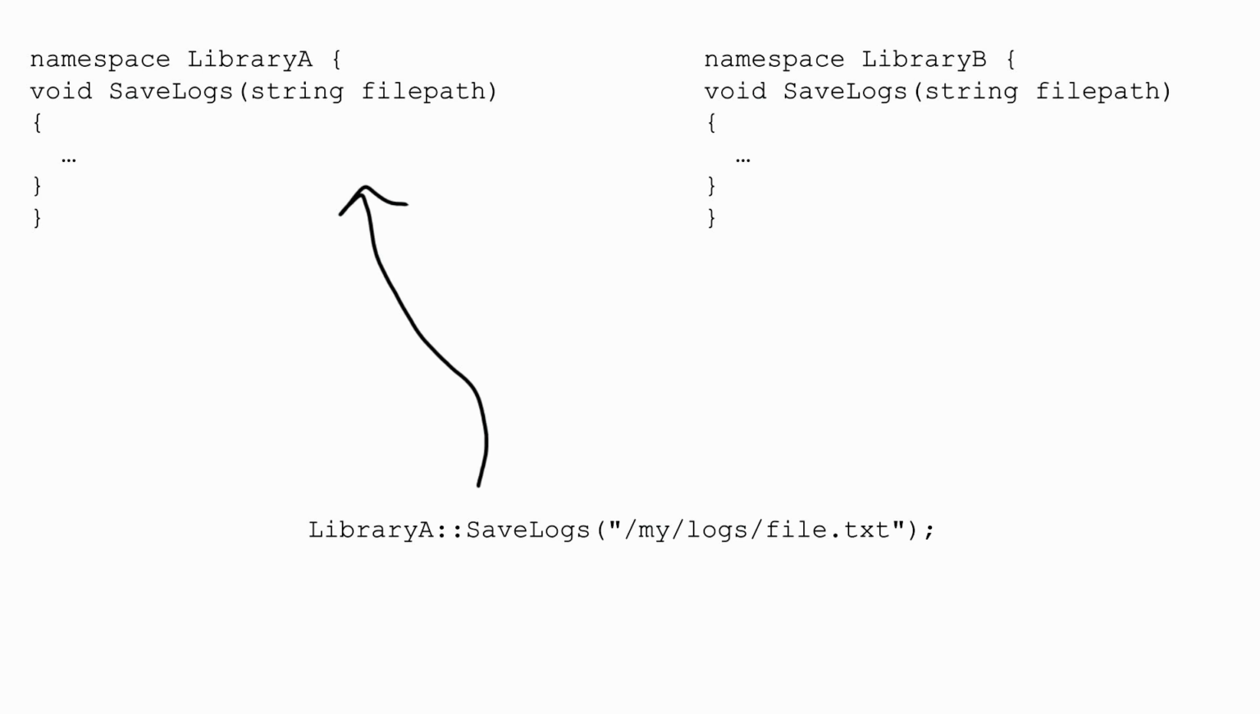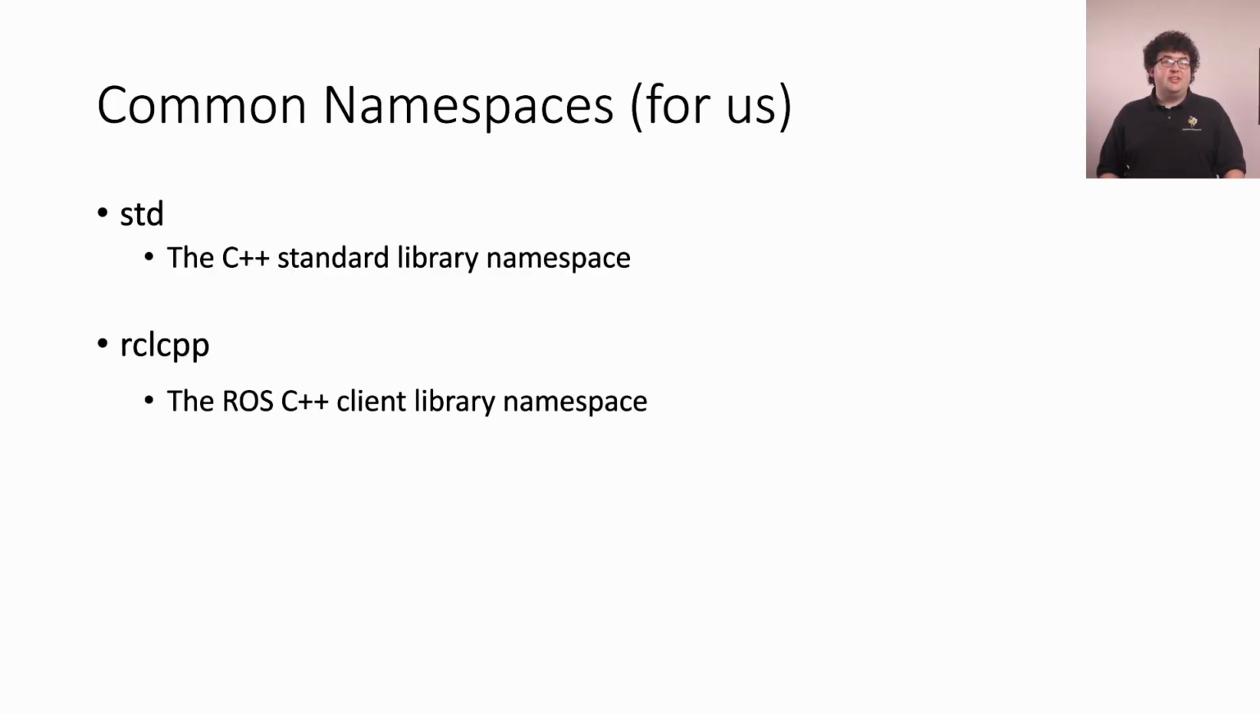The double colon in a name tells us that the thing on the right should be searched for in the namespace on the left. All libraries should put their symbols into unique namespaces, usually using some variation of the name of the library. Even the code we write in ROS will often be placed in a namespace based on the package name. Two common namespaces you'll see in our code are the namespaces for the standard library, called std, and the namespace for the ROS client library, called rclcpp.